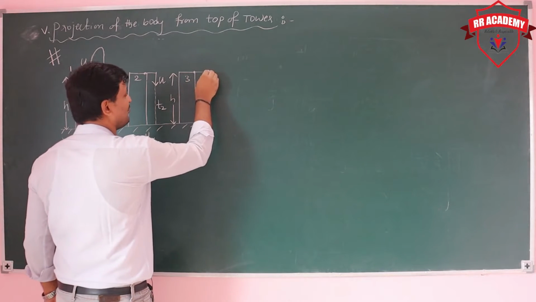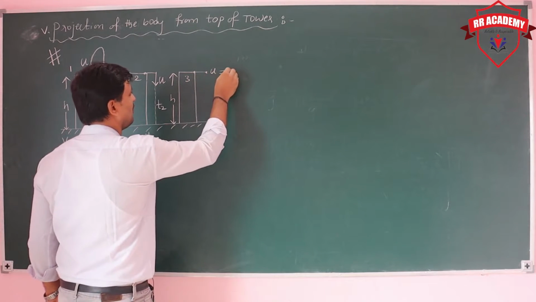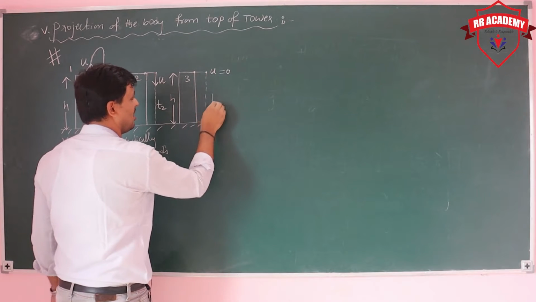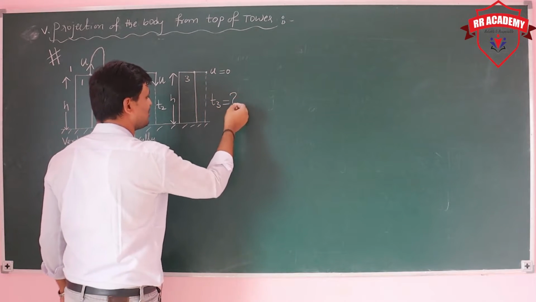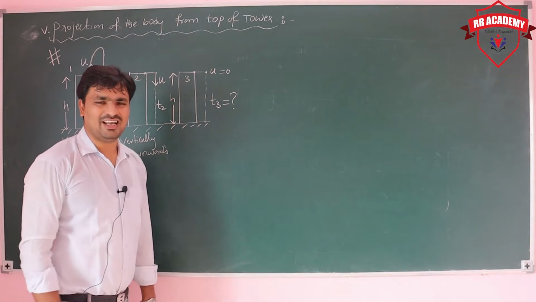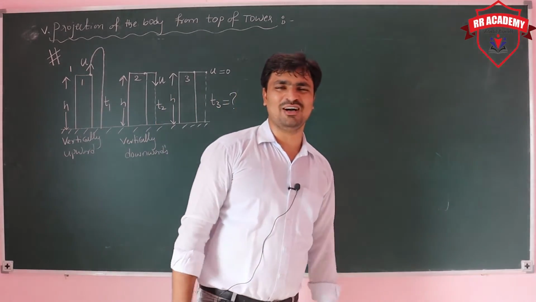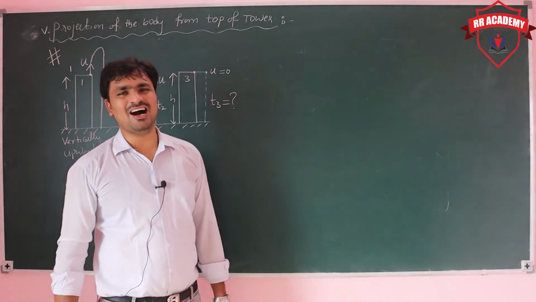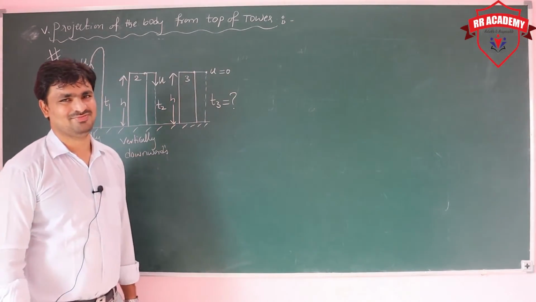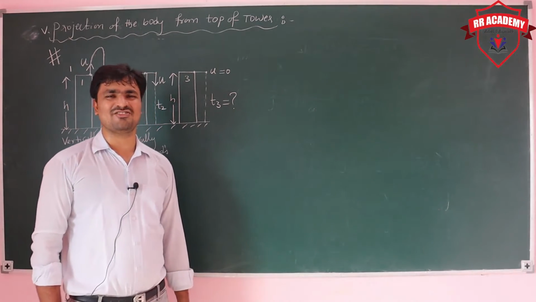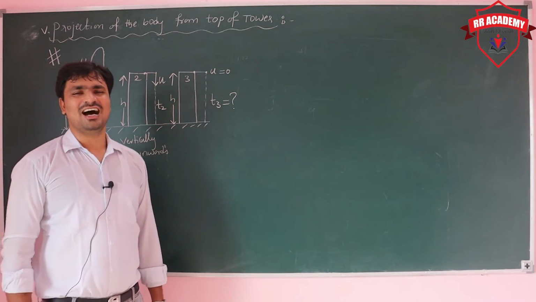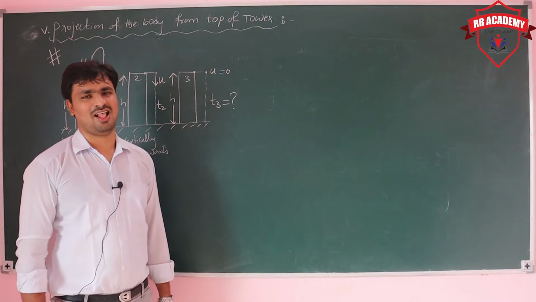In the third case, the same tower is not changed, same height. The body is dropped freely. Then how much time is taken to reach the ground? Yes, how much? Tell me. Half g t square. H is equal to half g t square. Then t is equal to under root 2h by g, sir.